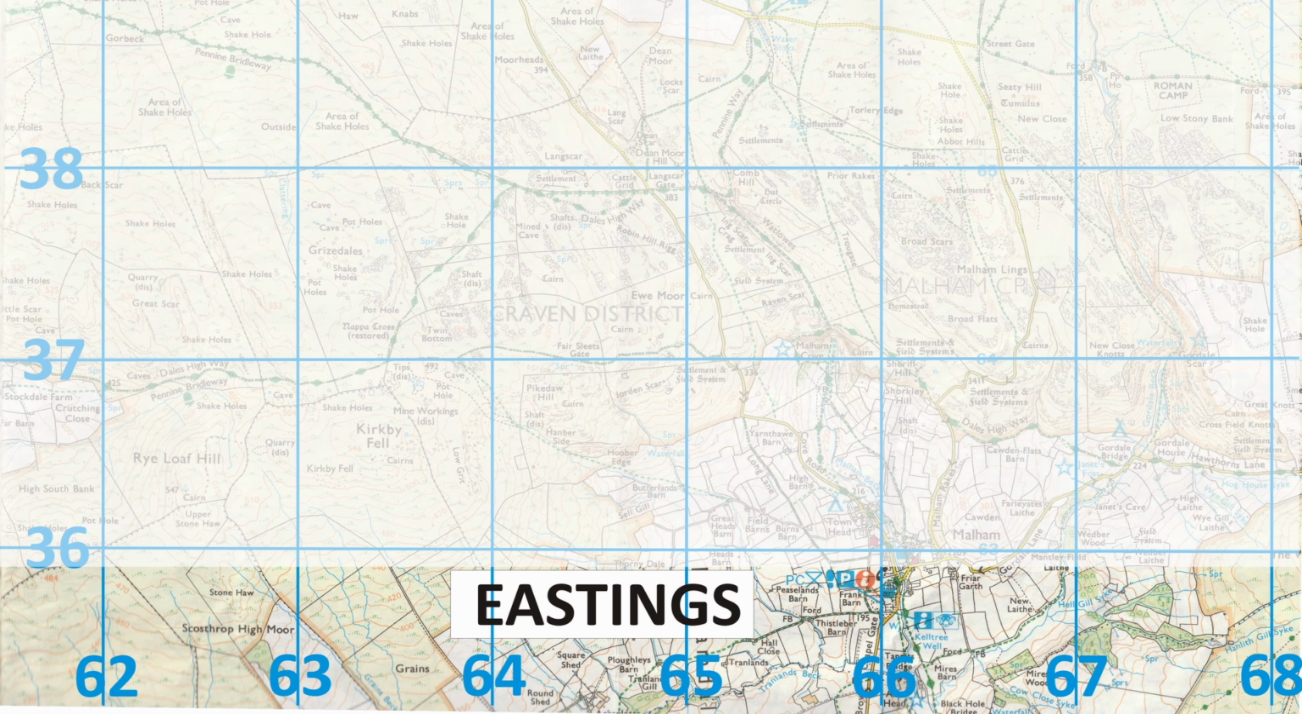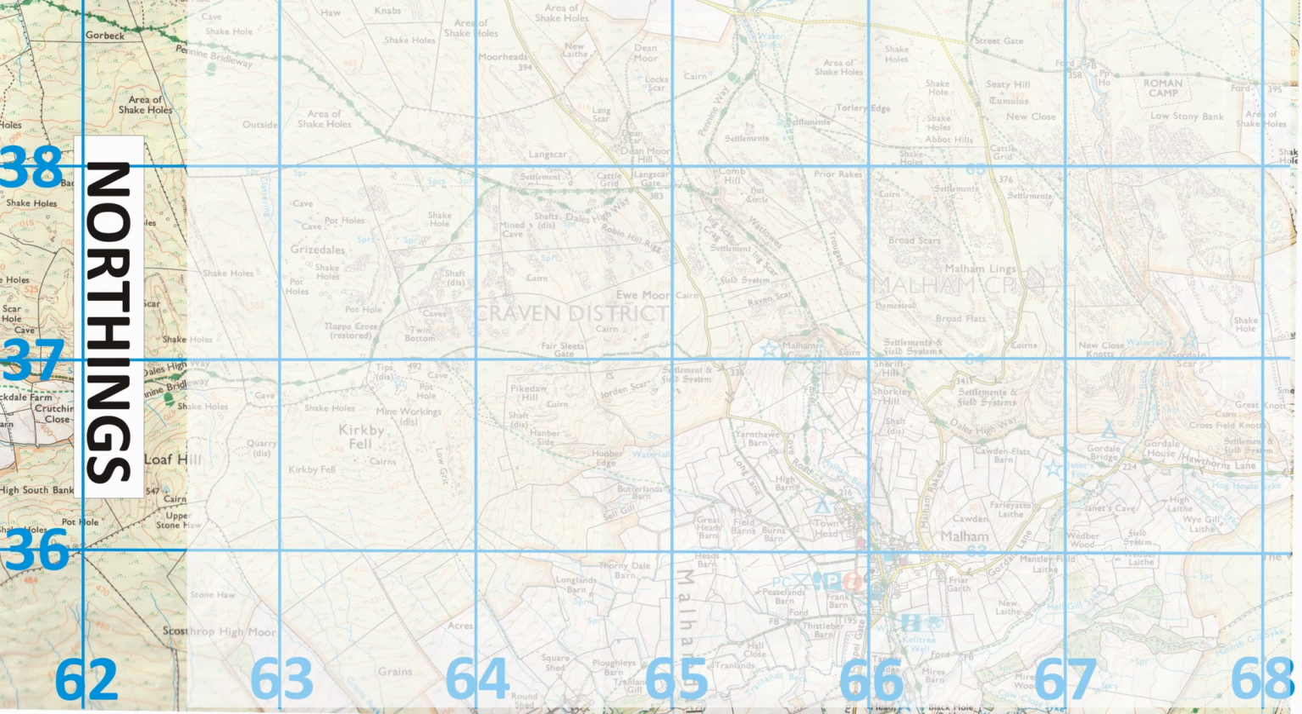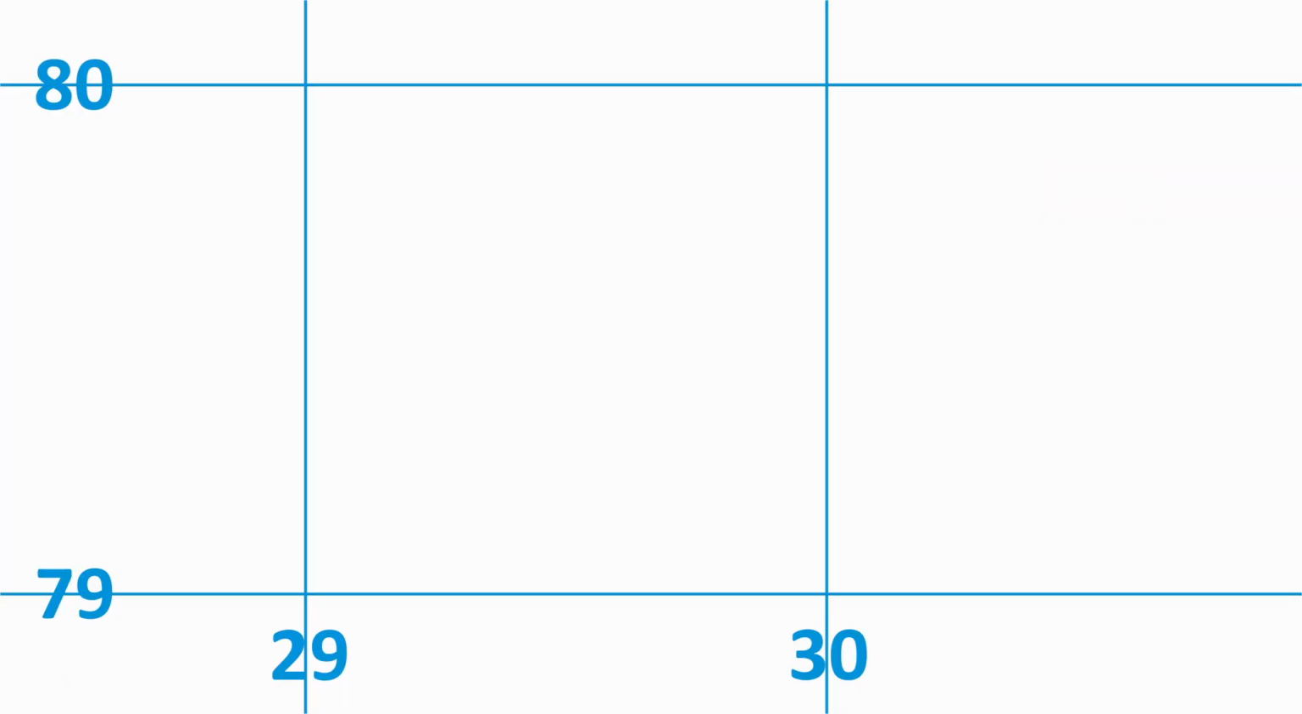The numbers on the horizontal lines, which are printed on both sides of the map, show you how far you are from the bottom of that 100 kilometre square. And as they increase as you go north, they're called northings. And these numbers are also printed inside the map at various intervals. You can use these 1 kilometre grid squares to give the location of something.